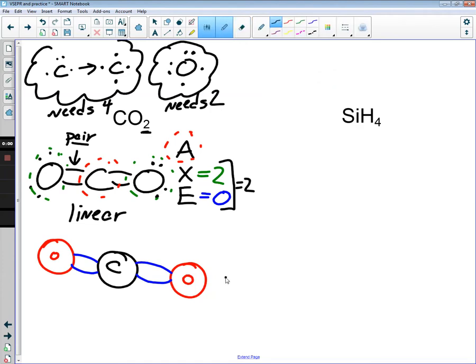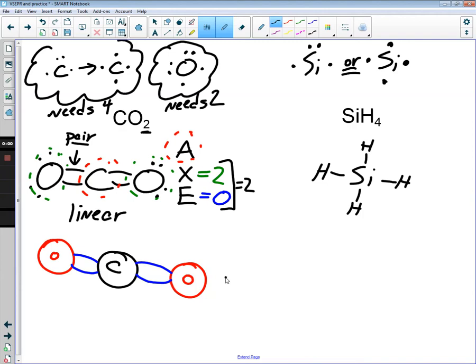Silicon can either have a pair and 2 singles, or it can have 4 singles. So you tell me, if I'm going to have 4 hydrogens and a silicon, who is going to be my central atom? Silicon, right? So if I've got a silicon in the middle here, it's sharing a pair of electrons with hydrogen, and hydrogen, and hydrogen, and hydrogen, then everybody's happy. Hydrogen each gets a pair. Silicon has 2, 4, 6, 8, so it's happy.